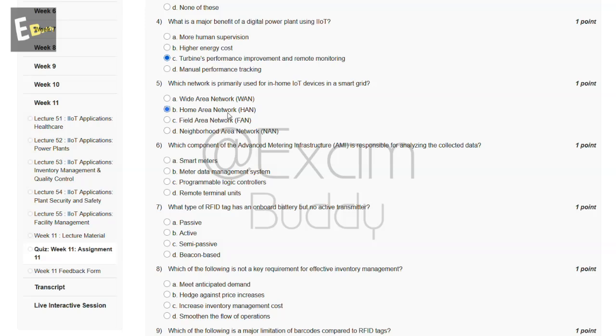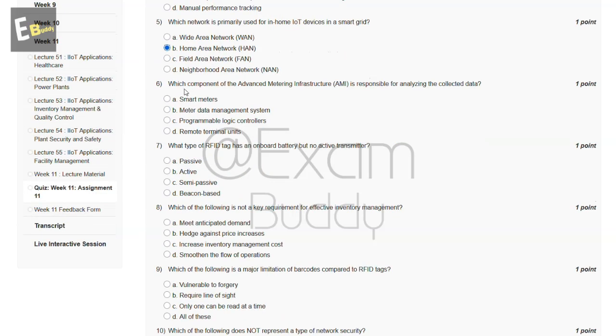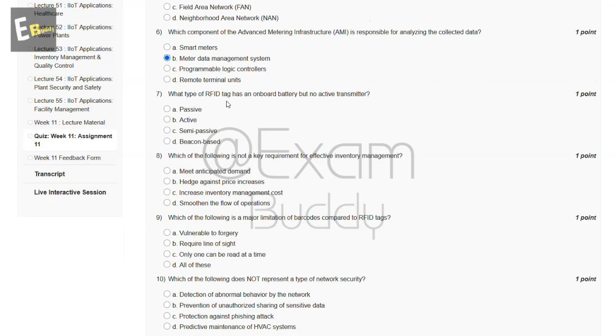Home area network. Now the sixth question is, which component of the advanced metering infrastructure is responsible for analyzing the collected data? So these are the options and the answer of our sixth question is B. Metadata management system. Now the seventh question is, what type of RFID tag has an onboard battery but no active transmitter? So these are the options and the answer of our seventh question is C.